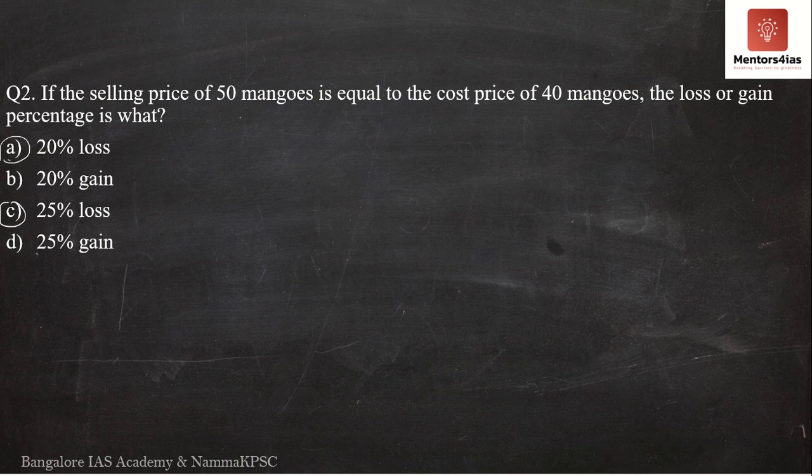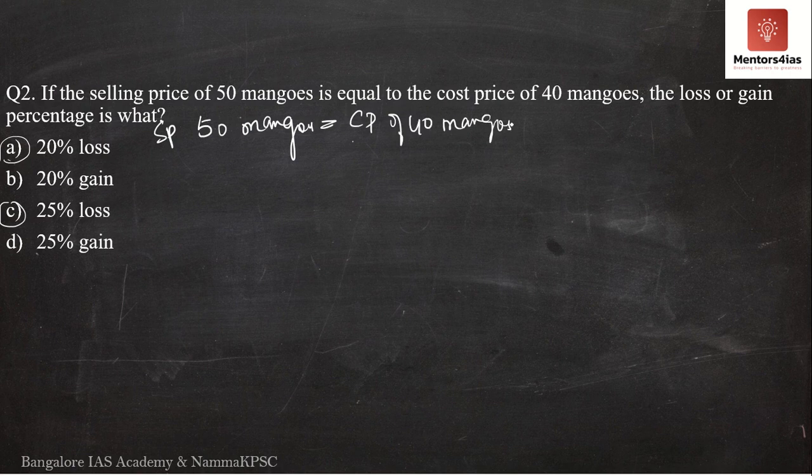So similar to the previous question, this question is saying what? The selling price of 50 mangoes is equal to the cost price of 40 mangoes. So similar to the previous question, I'll once again assume something. Let me assume the cost price. So let the cost price of one mango be equal to 1 rupee.